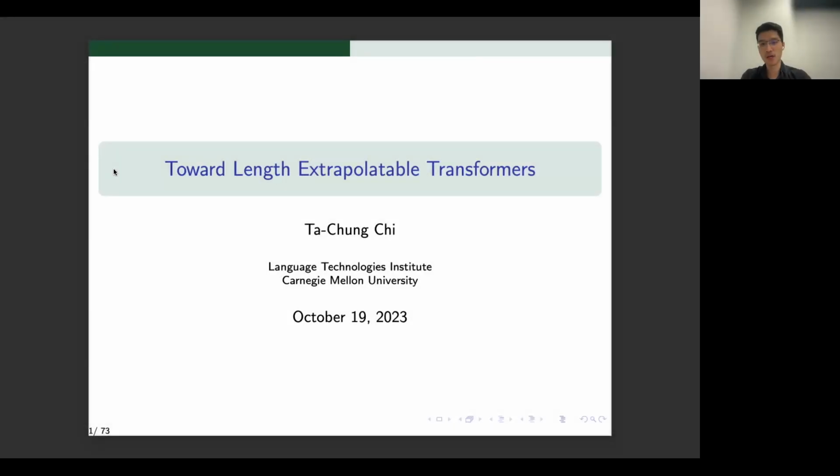So yeah, I'm Ta-Chung. I'm from LTI CMU. Today, I'm going to present my research, and I call it Toward Length Extrapolatable Transformers.